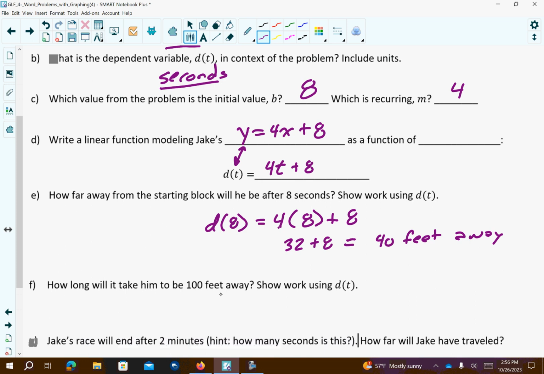How long will it take him to be 100 feet away? Well, in this case, I'm going to take the 100. I'm going to go back to my equation here, and the 100 is going to go in for d of t. It's going to replace it.